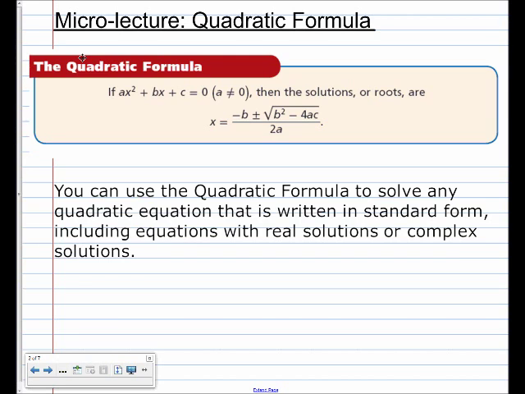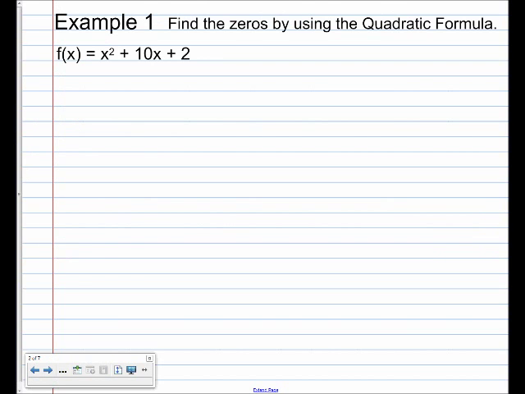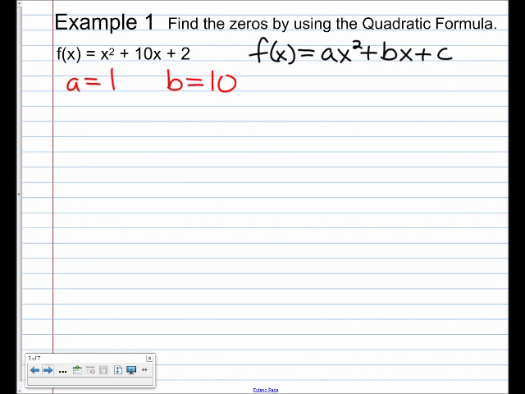Okay, so let's use this to solve an example problem. Again, we must have it in standard form. And if you forgot standard form, that is ax squared plus bx plus c. We do have that here. So our a value is 1. There's no number in front of x squared, so it's 1. B is 10, and c is 2.